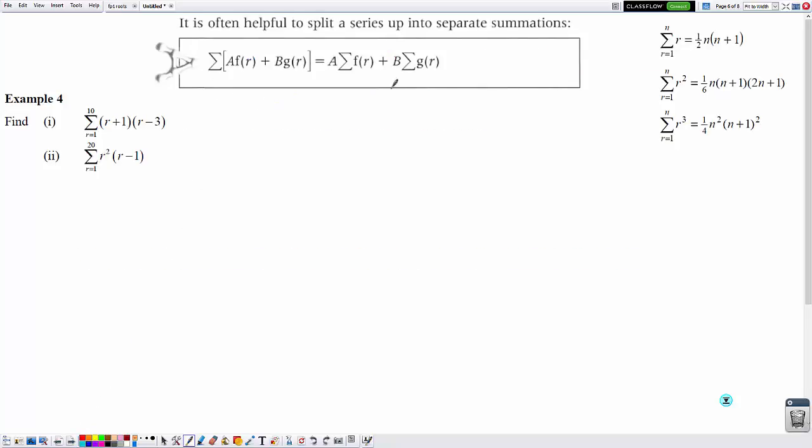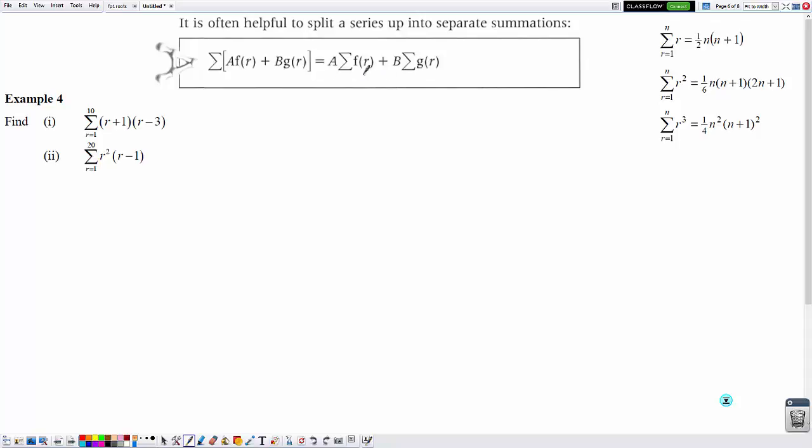Another thing, so the next important bit is when given a sum. So if you look at this, it is sigma of a f of r plus b g of r, where f of r and g of r are some functions of r. So in the past, there could have been r squared or 2r plus 1 or whatever. It doesn't really matter.